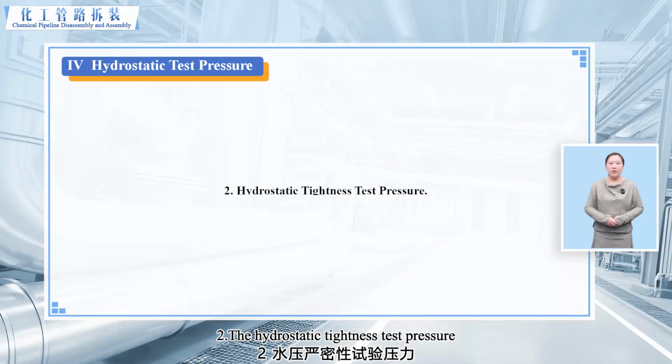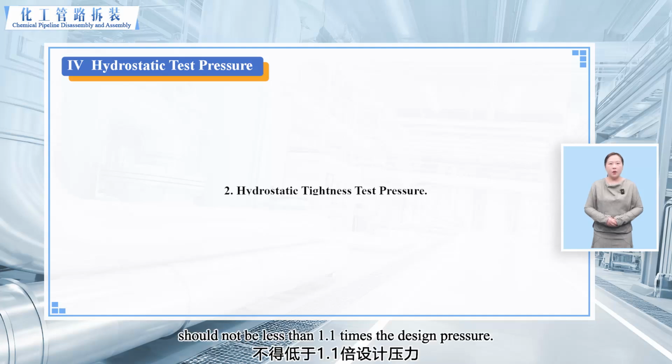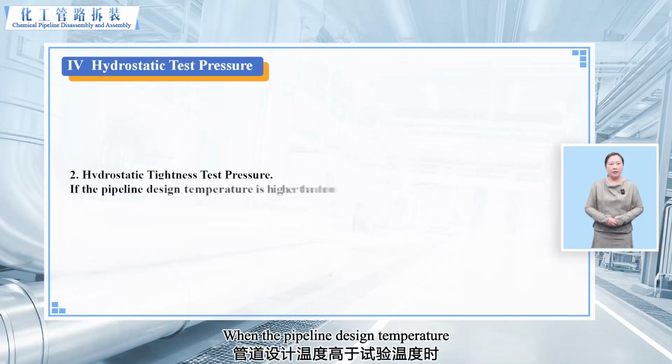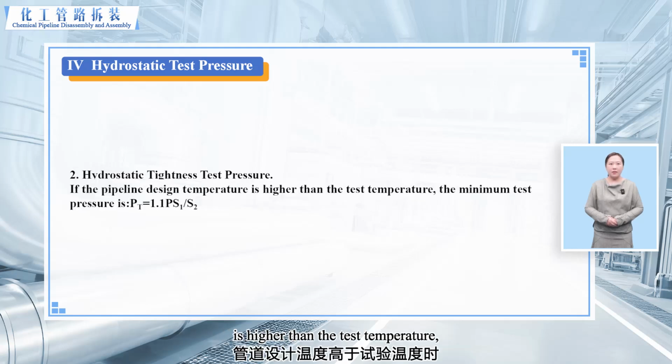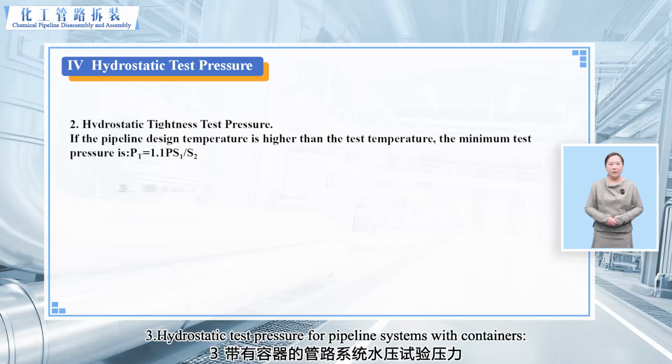Second, the hydrostatic tightness test pressure should not be less than 1.1 times the design pressure. When the pipeline design temperature is higher than the test temperature, the minimum test pressure is calculated as shown in the formula below. Third, hydrostatic test pressure for pipeline systems with containers.